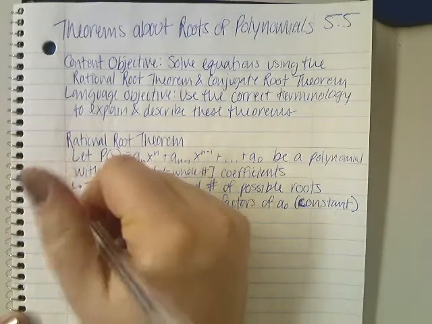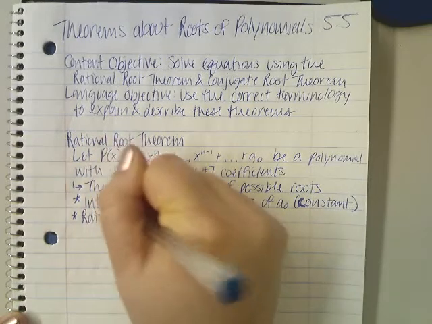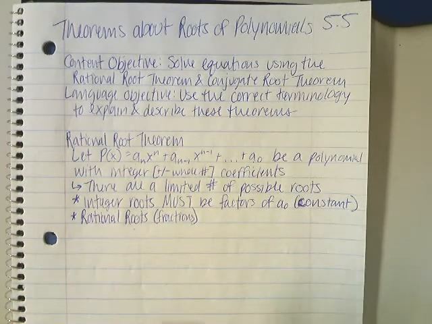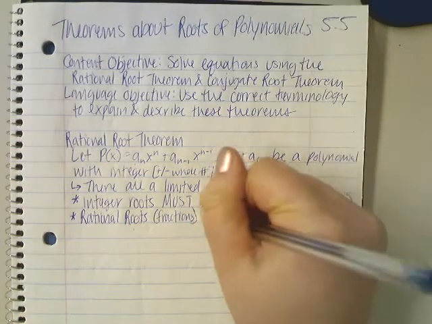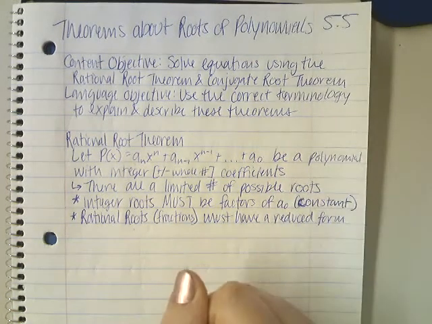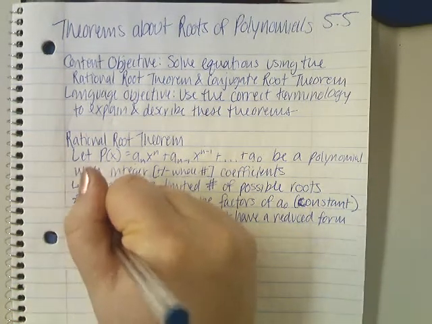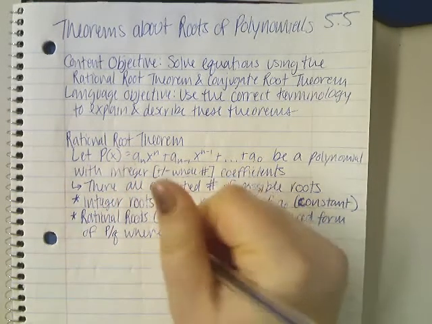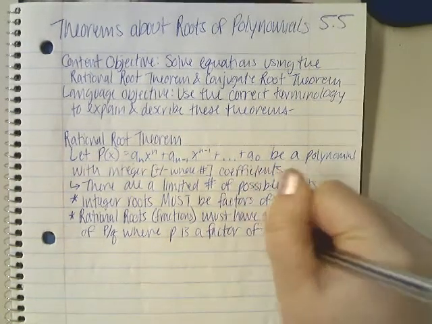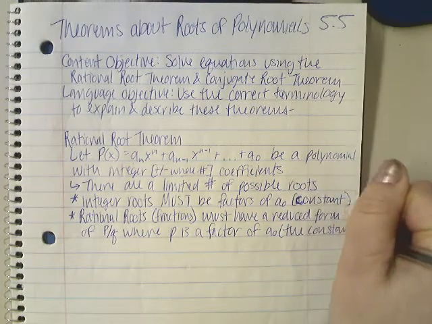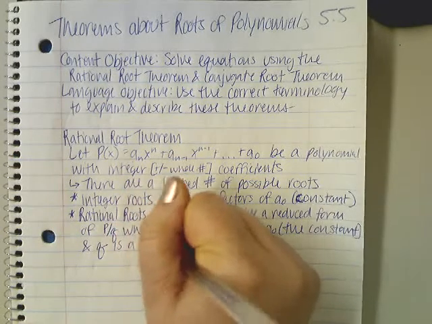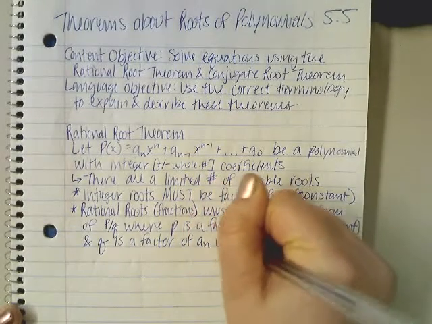And then we also know that rational roots, just as a refresher, are numbers that can be written as fractions. So rational roots must have a reduced form of p over q, where p is a factor of a sub 0, the constant, and q is a factor of a sub n, which is just the leading coefficient.